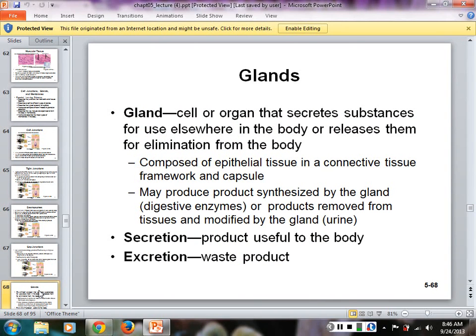A gland is a cell or organ that secretes substances for use elsewhere in the body or releases them for elimination from the body. Anything that's going to be used inside of the body, such as your pancreatic juices, your digestive enzymes, saliva, which is secreted into the cavity of your mouth, the term used to describe that is secretion. Excretion, like your urine, for example, anything that you have to remove from the body or some type of waste, we use the term what? Excretion. Okay?